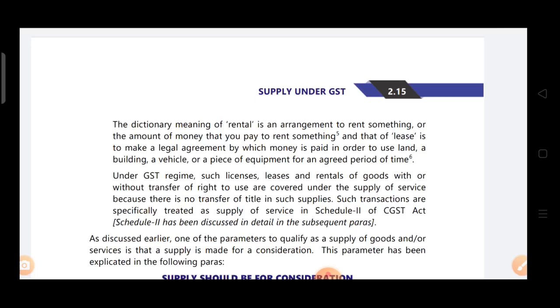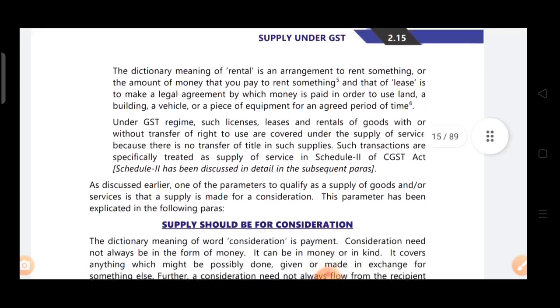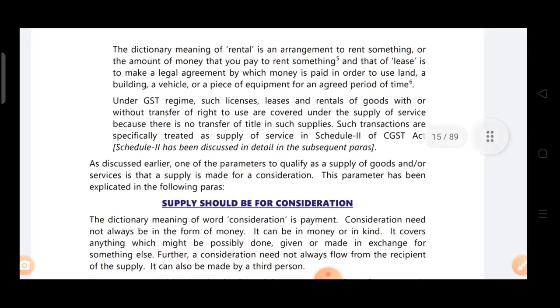Transfer of right may or may not be there. There is no transfer of title, that's why they are covered under the scope of supply of service. Such transactions are specifically treated as supply of service in Schedule 2 of the CGST Act. As discussed earlier, one of the parameters to qualify as a supply of goods and services is that the supply is made for a consideration. This parameter has been explicated in the following paras, means explain the following paras.